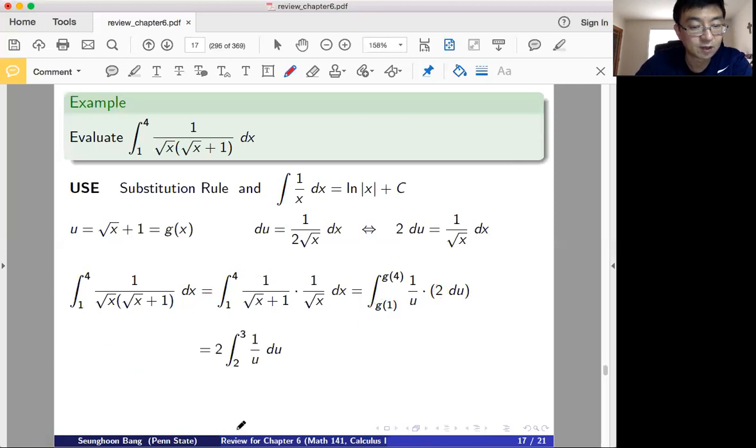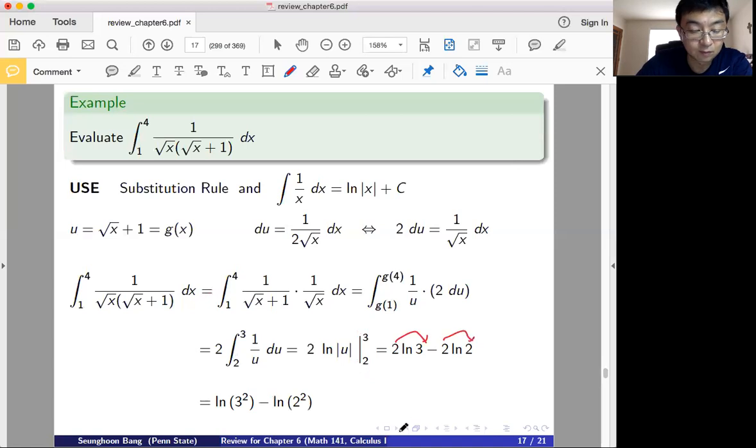So we have it like this. Next, find the antiderivative. The integral of 1 over u is ln of the absolute value of u. 2 times ln of absolute value of u, from 2 to 3. You plug 3 and 2 into here. 2 times ln 3 minus 2 times ln 2. The 2 goes to the power, so this is ln of 3 squared minus ln of 2 squared, which is the same as ln 9 minus ln 4. Combine: ln of 9 over 4.